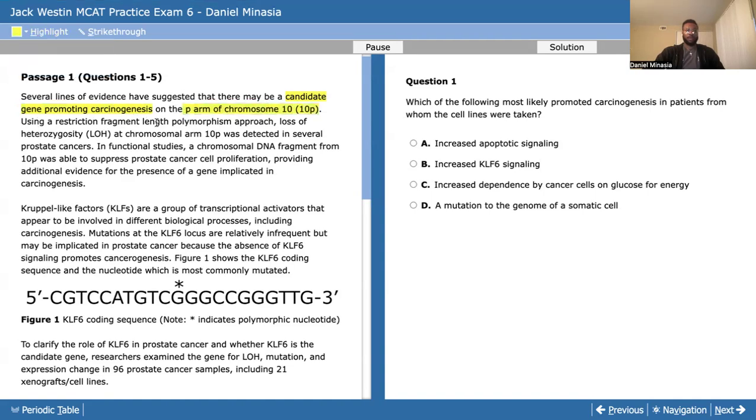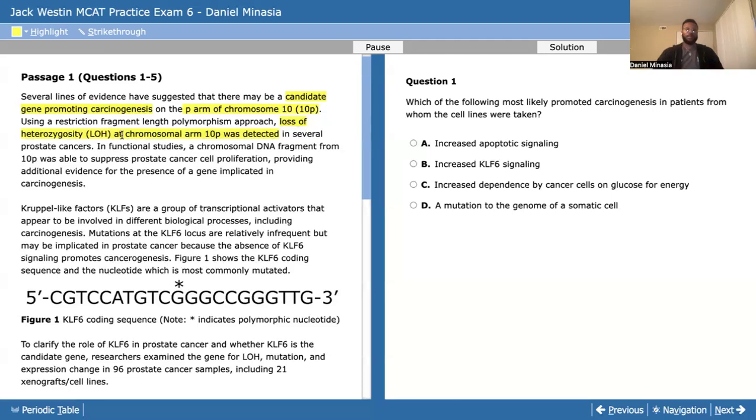Now, using a restriction fragment length polymorphism approach, extraneous information. Loss of heterozygosity at chromosome arm 10 was detected in several prostate cancers. Okay, so loss of heterozygosity at chromosome arm 10 was detected. And I guess the disease we're using is prostate cancer. Okay, so loss of heterozygosity is the mutation. That's happening on the P arm, and this candidate gene is losing heterozygosity, basically.